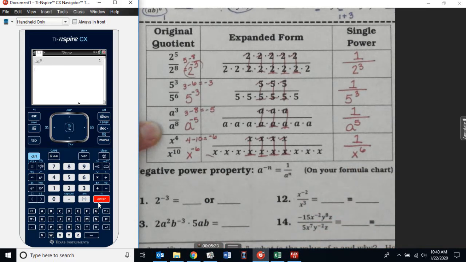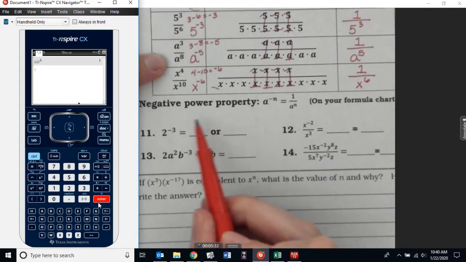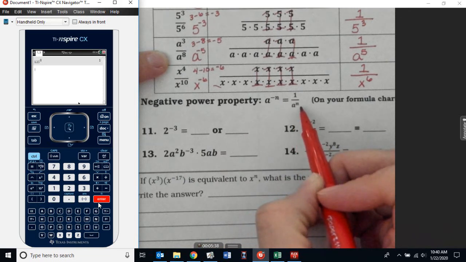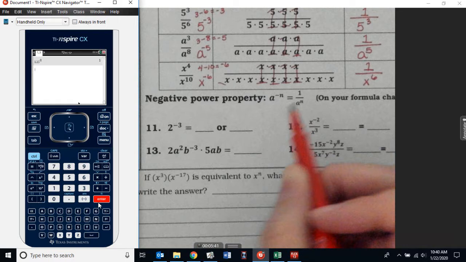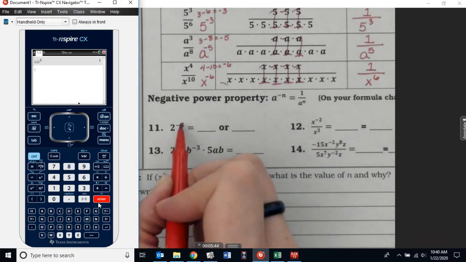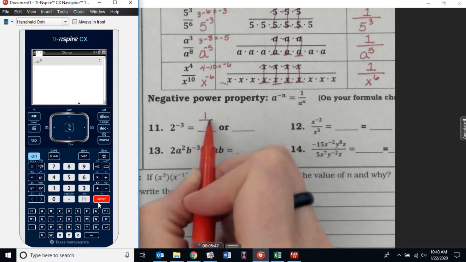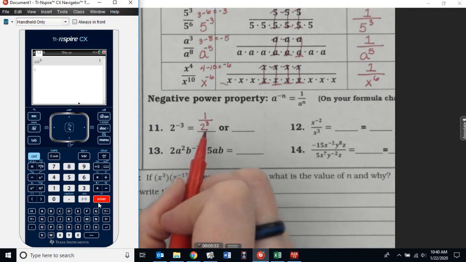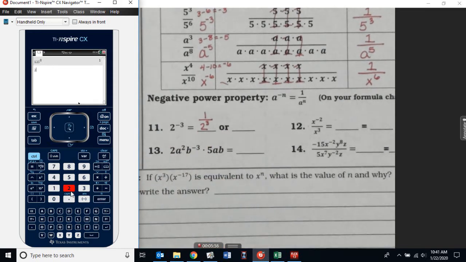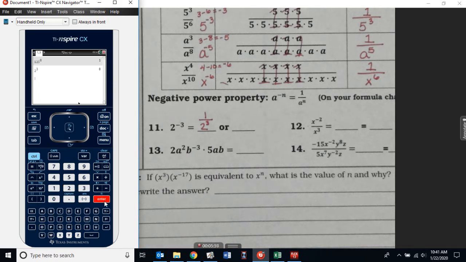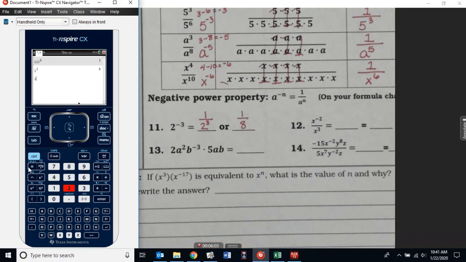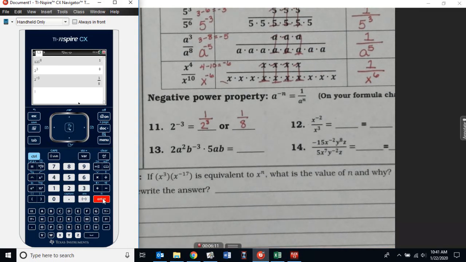And so on your formula chart, you also will see this rule, the negative power property, that says if you have something raised to a negative power, you put it in the denominator and it turns positive. So we're going to practice just writing these with positive exponents. So again, this is all negative, so I put 1 over 2 cubed. And now it becomes a positive exponent. But we also know that 2 cubed, if I type that into the calculator, 2 to the 3rd power is 8. Okay, so it's really 1 over 8. If you had typed in 2 raised to the negative 3rd power, you would also get 1 over 8. And that's why it's moving it to the bottom of the fraction.